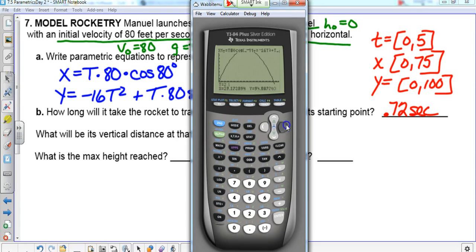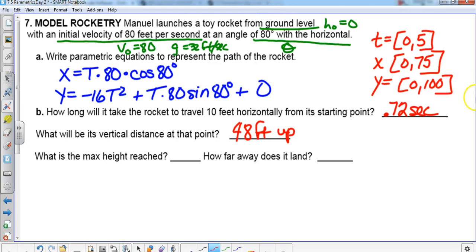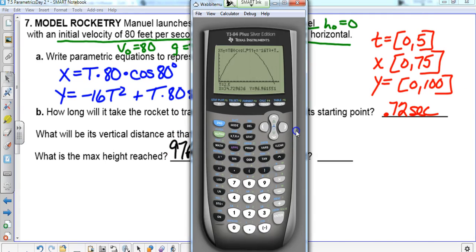What are you looking at? Yeah, I got 96.96, the y value, right? So around 97 feet. And how far away does it land? What do we got to do there? Yeah, until it has a y value of about 0. 4.9 is close. I don't know, 4.91. Does that get us closer?